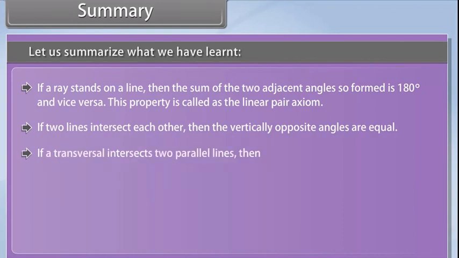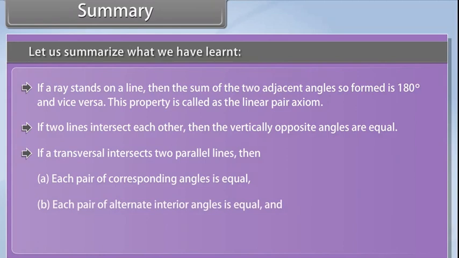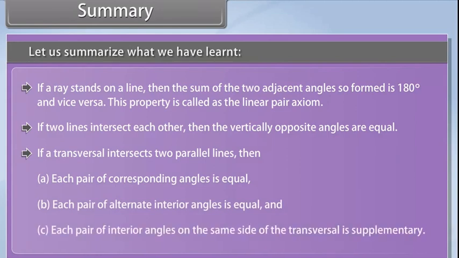If a transversal intersects two parallel lines, then each pair of corresponding angles is equal. Each pair of alternate interior angles is equal, and each pair of interior angles on the same side of the transversal is supplementary.